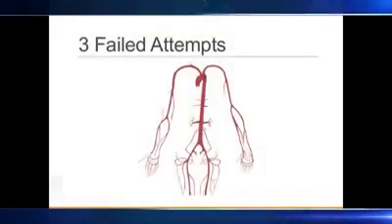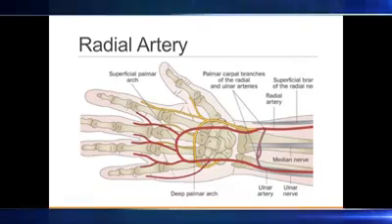Arterial catheter placement should also be aborted after 3 failed attempts because the vessel is likely to be vasospastic after being traumatized by the needle. You should move to a contralateral radial artery or a femoral artery if initial placement fails.